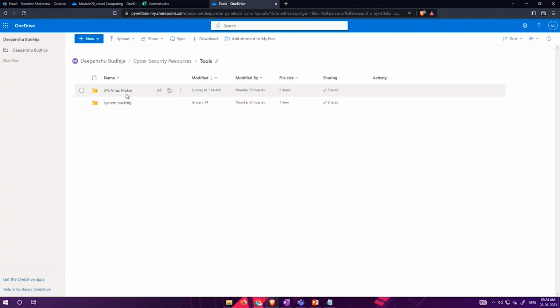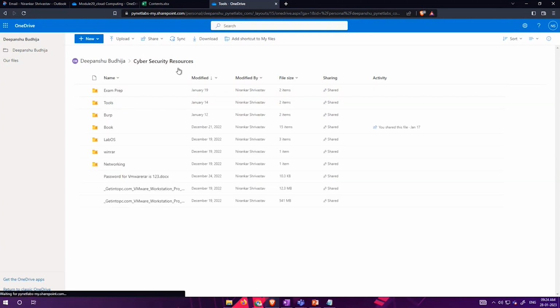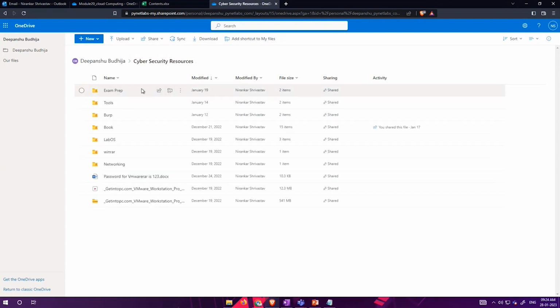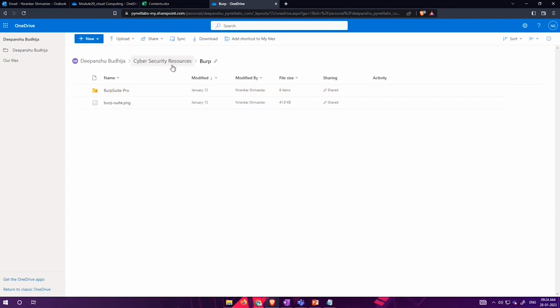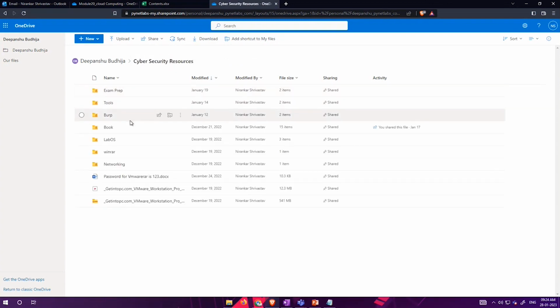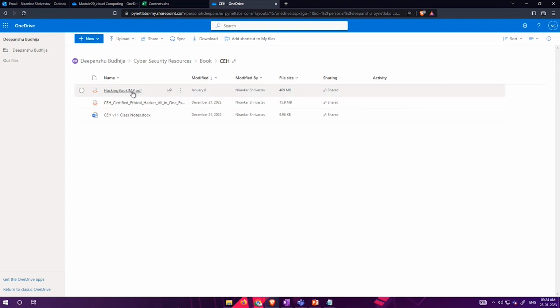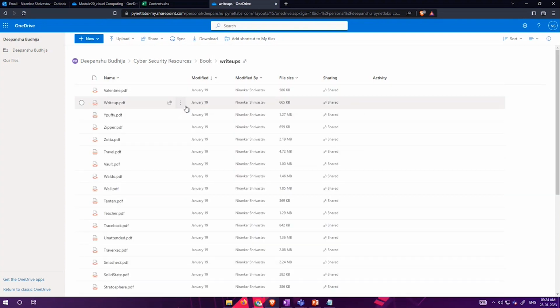Here are some tools. Right now you don't require these. This is for the Windows tool. And here is the section for web application pen testing. Here are lots of books. Here is the CEH book. It is an important book that covers everything. And here's the write-up if you want to go with Hack The Box.